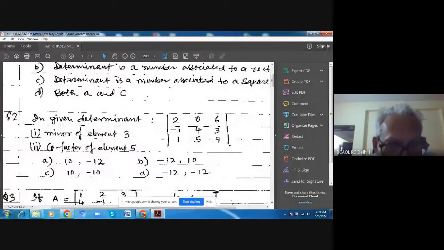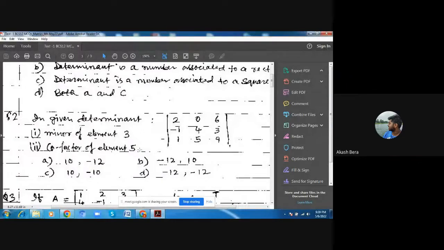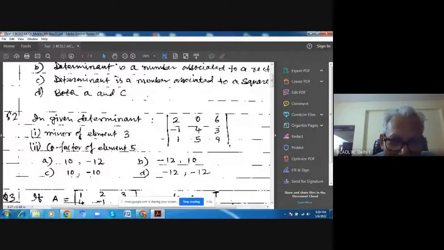ओ ना, सॉरी, मैंने गलती बताया. कोफैक्टर ऑफ 5, हाँ, कोफैक्टर ऑफ 5. सो 5 जो है इसका कोफैक्टर निकालना है. तो ए सेकंड जो है वो कोफैक्टर. तो पहले एलिमेंट माइनर निकाल दो. तो इसमें भी 10 है, इसमें भी 10 है. तो बी और डी तो हो ही नहीं सकता है ना. सो -12 तो माइनर दूर दूर तक दिखाई नहीं दे रहा. सो बी और डी क्रॉस होना चाहिए. ए और सी के अंदर में कोई एक तो होगा क्योंकि दोनों में 10 है.